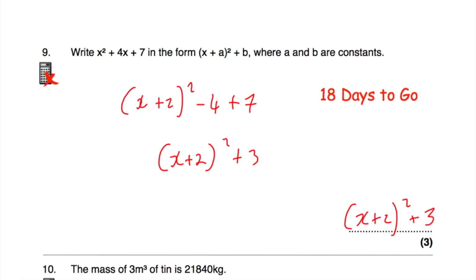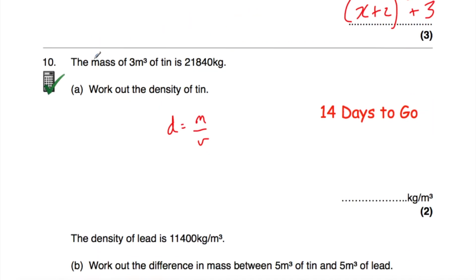Okay, our next question, question number 10. The question says the mass of 3 meters cubed of tin is 21,840 kilograms, and we've been asked to work out the density of tin. Remember, the density is equal to mass divided by volume. So the mass is 21,840, and the volume is 3. So divided by 3, because we're given our units in kilograms per meter cubed.